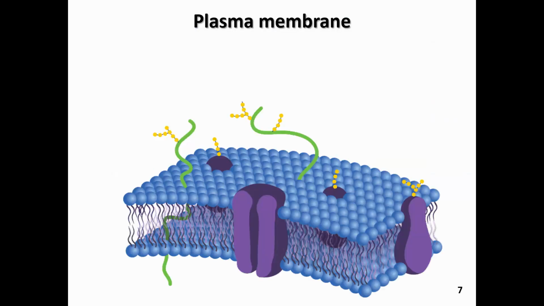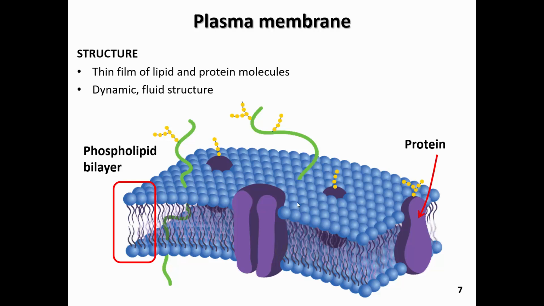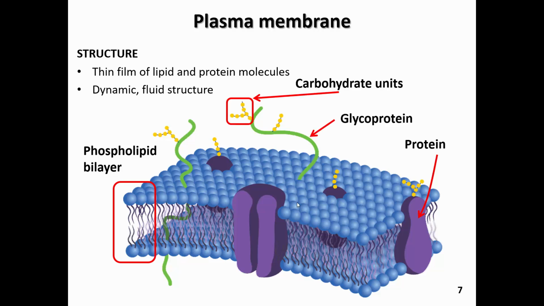Just the last few points here on the plasma membrane, just as a review. Once again, the plasma membrane is also described as a thin film of lipid and protein molecules. It's a dynamic fluid structure. Here we see that the foundation of the plasma membrane is the phospholipid layer embedded with a range of proteins, and some of those proteins do have carbohydrate units attached to them, and we would simply call that protein a glycoprotein.